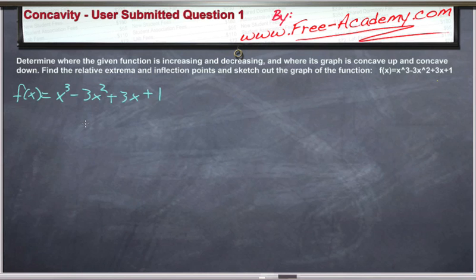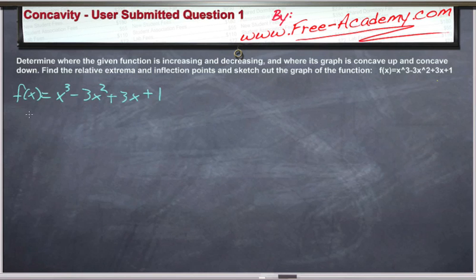In this lecture presented by www.free-academy.com, we're going to be doing a problem one of our users submitted to the website. This person is asking, if we're given the equation f of x equals x to the third minus 3x squared plus 3x plus 1, find the intervals where it's increasing and decreasing and where it's concave up, concave down, find the relative extrema, inflection points, and sketch out the graph.